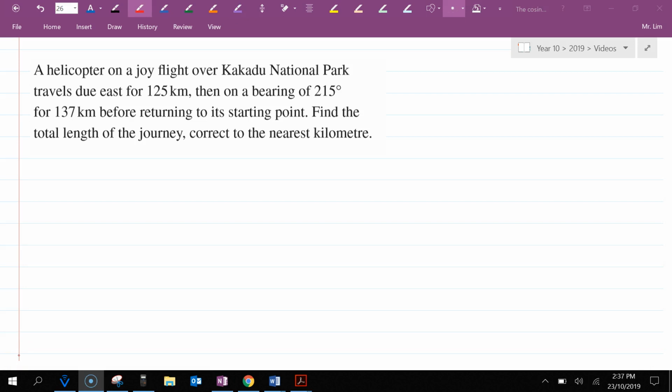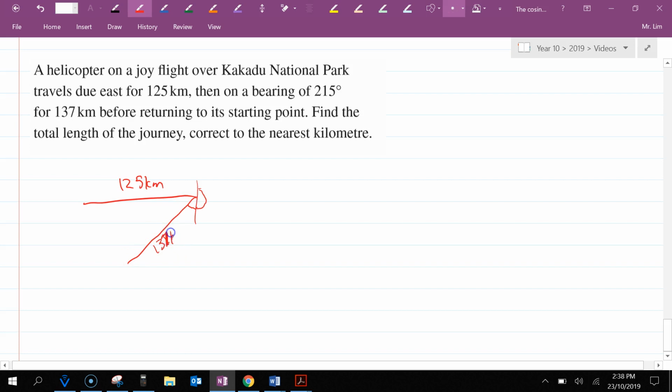Okay, so a helicopter on a joy flight over Kakadu National Park travels due east for 125 kilometers. So 125 kilometers. Then on a bearing of 215 degrees for 137 kilometers. So from north, in a clockwise direction, 215 degrees, well that's 180, so 215 is about there, for 137 kilometers. And then returns to its starting position. Okay, so that's 215.